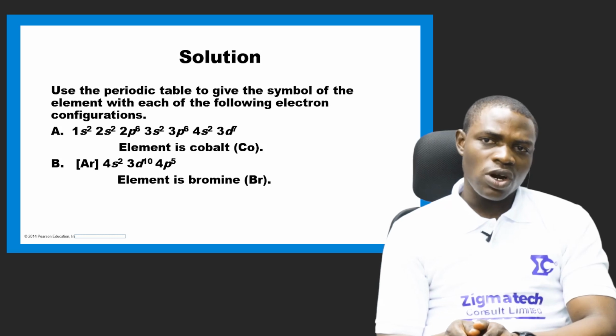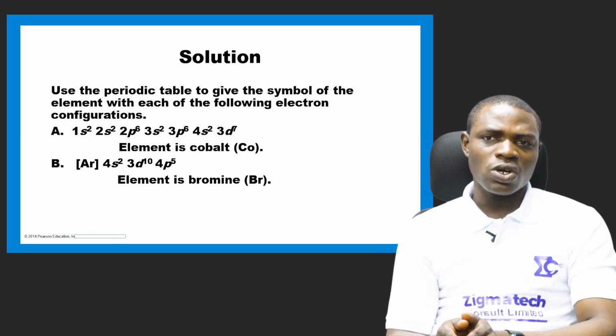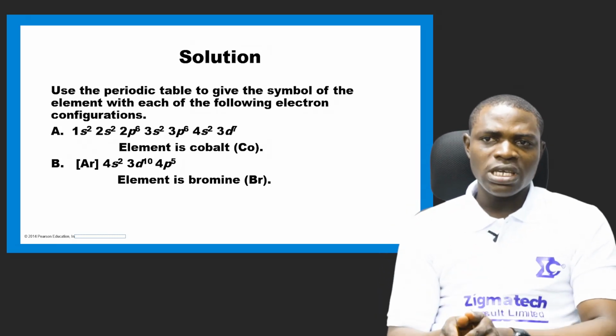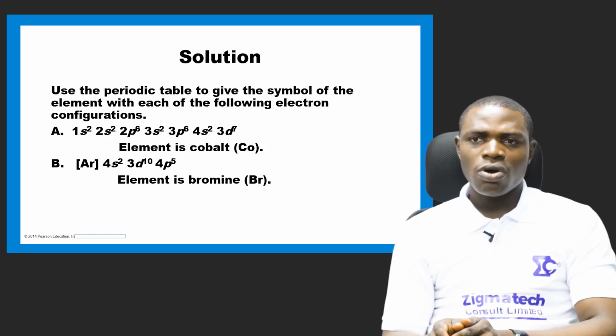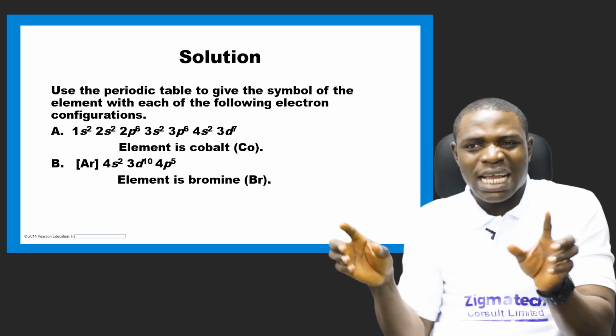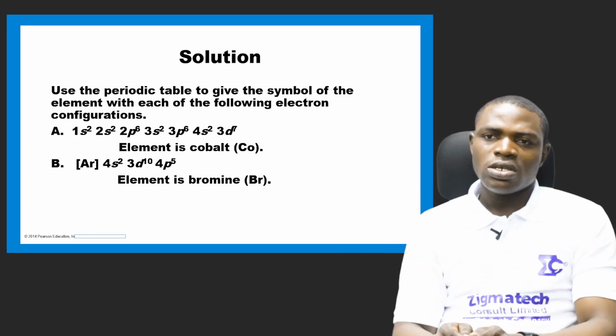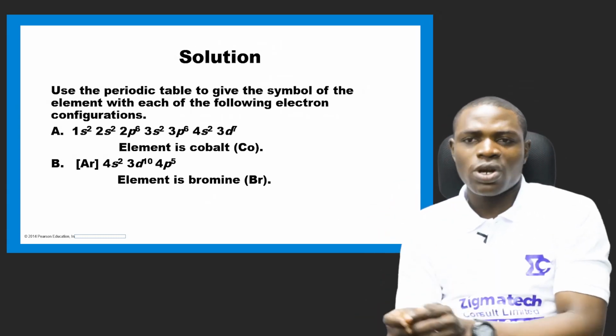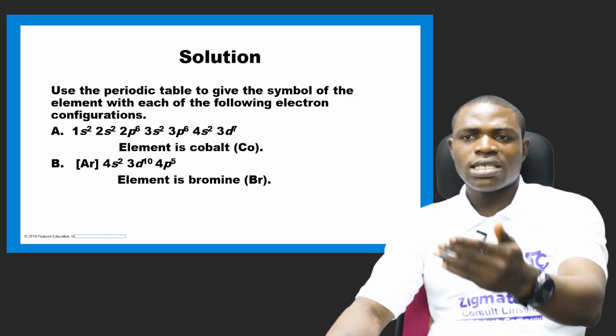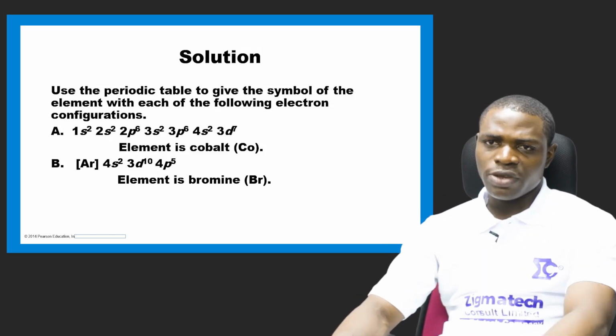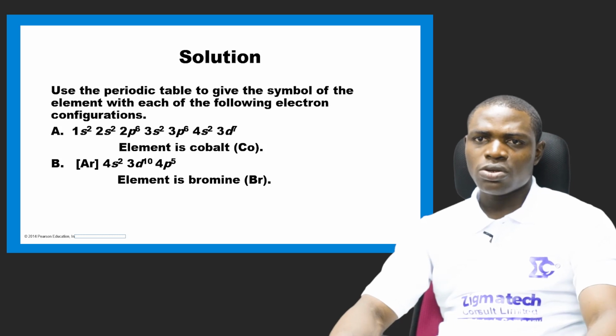Go to the electronic configuration, count the number of electrons in the s, p, d and f orbitals. When you know the total number, that total number will give you the element whose electronic configuration is written. So you can see it for cobalt, and you can also see it for bromine, even on the screen.